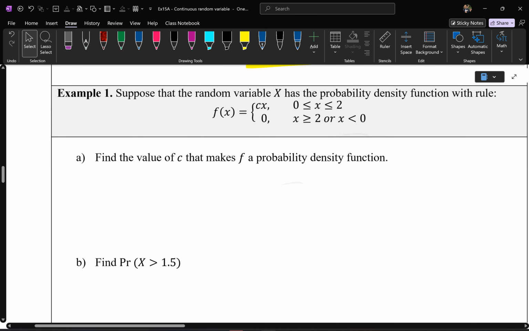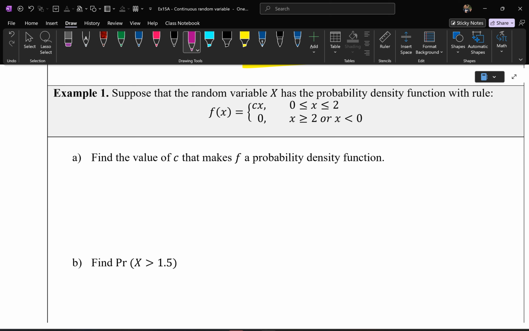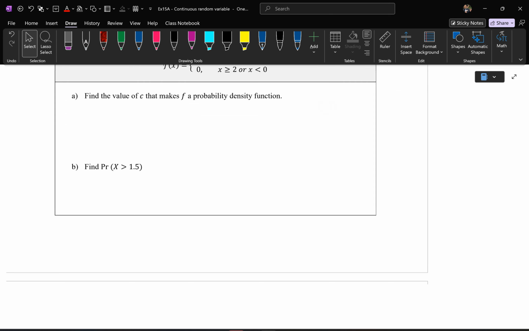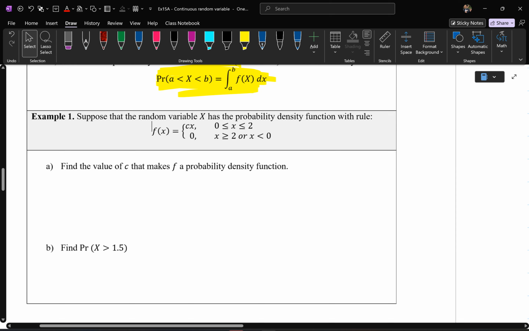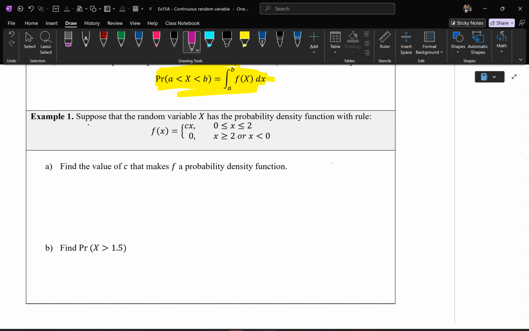Here's this example. Example 1. Here's your function. You've got a hybrid function, or a piecewise function. All right. You've got a probability density function. The question is, suppose that the random variable x, so it's continuous, has a probability density function, meaning 2 things. The function should be above the x-axis for all x values, and the area should be 1.